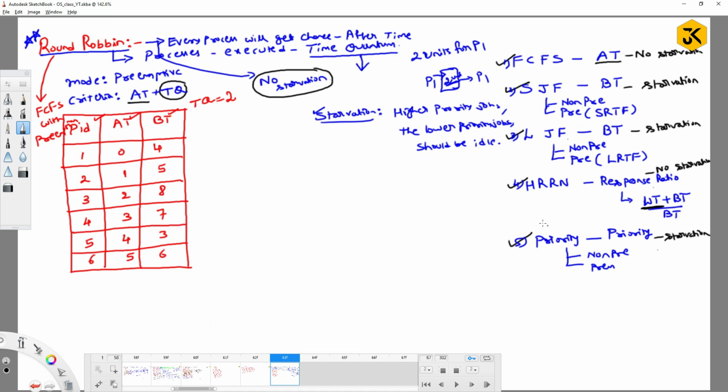If you are unable to understand why there is no starvation, with this example we can get a clear idea. In the next video, we'll take the example and try to solve it.